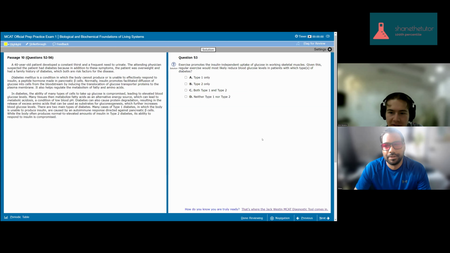So exercise promotes insulin-independent uptake of glucose in working skeletal muscles. Given this, regular exercise would most likely reduce blood glucose levels in patients with which type of diabetes? Okay. So when you exercise, glucose gets taken up independently of insulin. Okay.